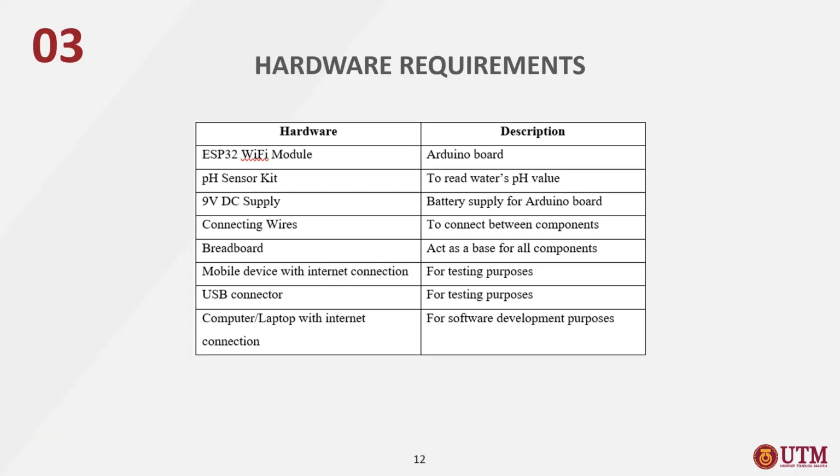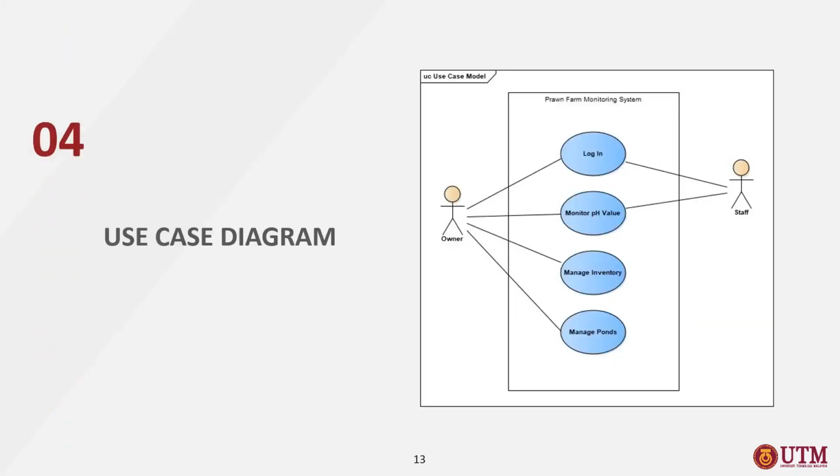Next, the hardware requirements for this project consist of an ESP32 Wi-Fi module for the Arduino board, a pH sensor kit to read the water's pH value, a 9 volt DC supply as the battery supply for the Arduino board, and connecting wires to connect the components. The breadboard acts as a base for all components. A mobile device with an internet connection for testing purposes, a USB connector for testing purposes, and finally a computer or laptop with an internet connection for software development purposes.